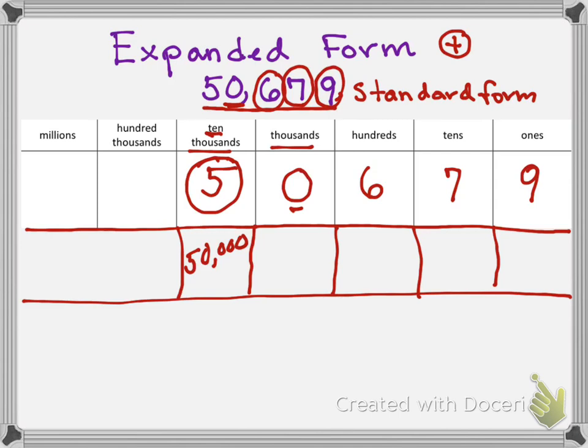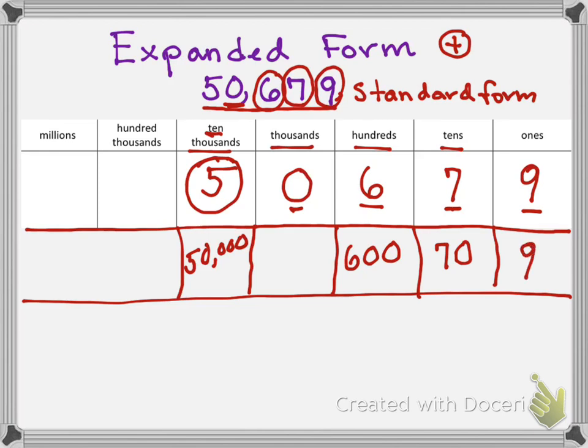In the hundreds place, we have a 6, so we have 6 copies of hundreds. So, what's the value of that? 600. In the tens, we have a 7, and so we have 7 copies of the tens. That means the value of the 7 is 70, and in the ones, we have a 9. There's 9 copies of 1, so that means there are 9 ones.